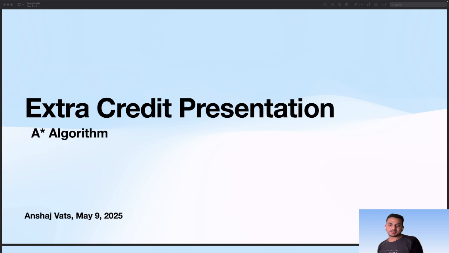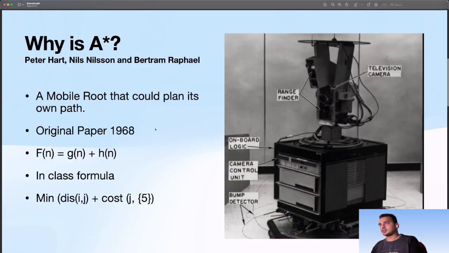Good morning, everyone. So today I will be presenting the extra credit, which was why didn't we use the A star algorithm in our initial submission as our optimized algorithm. Before we start with why we didn't do it, let's start with what the A star algorithm is.